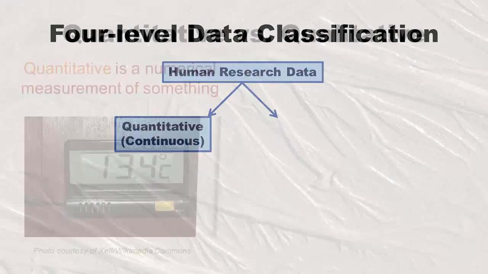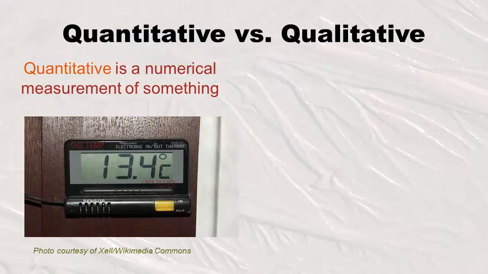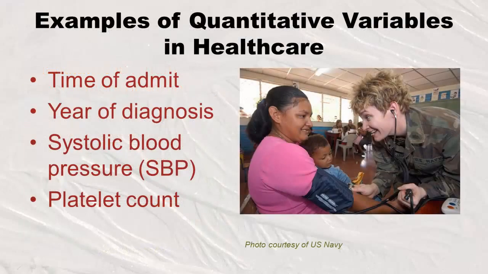So what does that mean? That is a numerical measurement of something. Like this gives an example of temperature. So something with a number in it. I always think if I can make a mean out of it, it must be a quantitative variable, right? And so here's an example of quantitative variables.